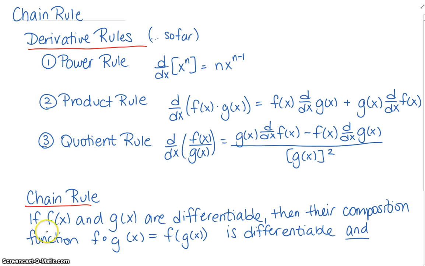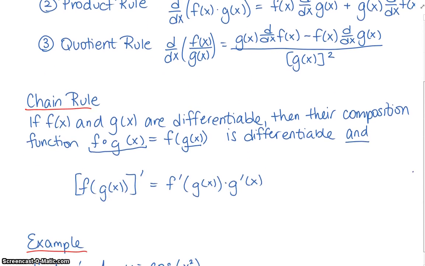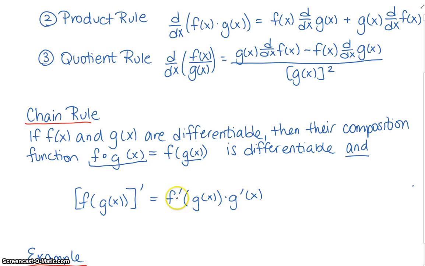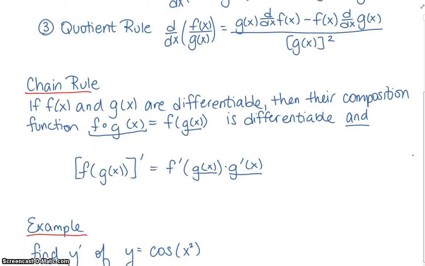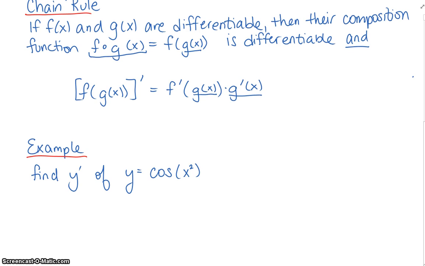If you have two functions, f and g, that are differentiable, then their composition function, and remember our notation for a composition just means that g is embedded inside of f of x, is differentiable as well. As a result, the chain rule tells us that we can take the derivative of the main function with the original g of x plugged into it, and then take the derivative of the one that's being plugged in, the g of x. So here's an example on how to use it.